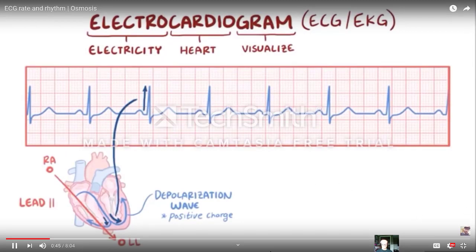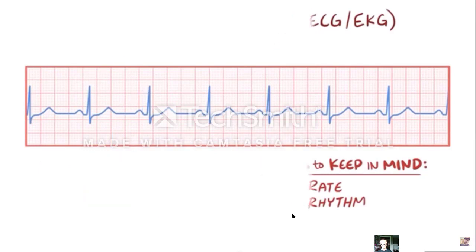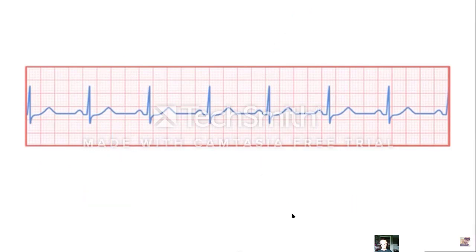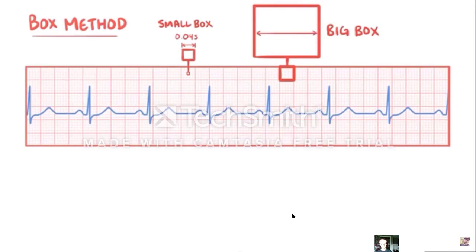To read an ECG, there are a few key elements to keep in mind. One of them includes figuring out the rate and the rhythm. Now, there are a couple ways of figuring out the heart rate on an ECG. The first one is called the box method because you count the number of boxes between heartbeats. Each small box represents 0.04 seconds, and each big box is 5 small boxes. So each big box is 0.2 seconds.